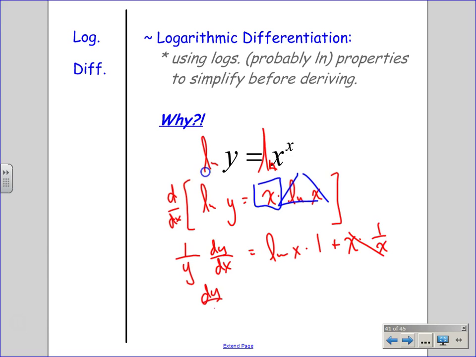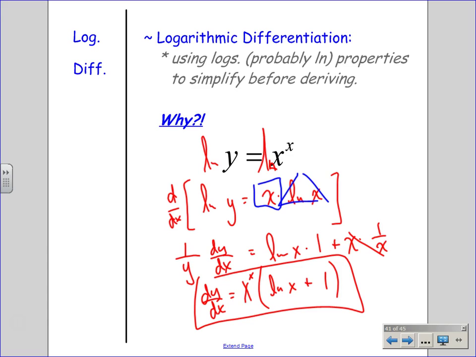So can I say dy/dx is equal to ln of x plus 1 times x to the x? Oh, well, I multiplied y to the other side because he can't stick around for my derivative. And when I multiplied him to the other side, I said, oh, by the way, I know who you are. We did this last year.